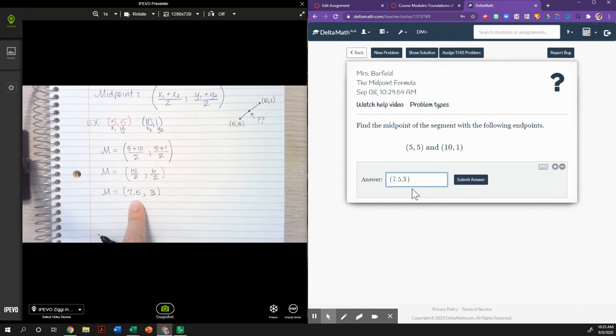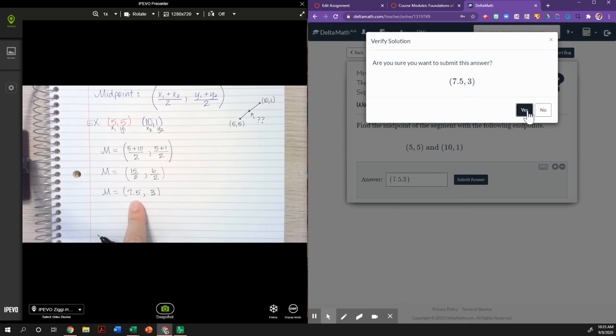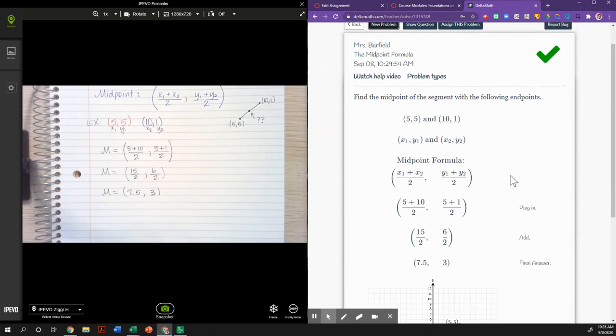There we go. So 7.5, comma 3. Let me get a space in there. Actually, I didn't want a space. So 7.5, comma 3. Submit my answer. Yes, and there we go.